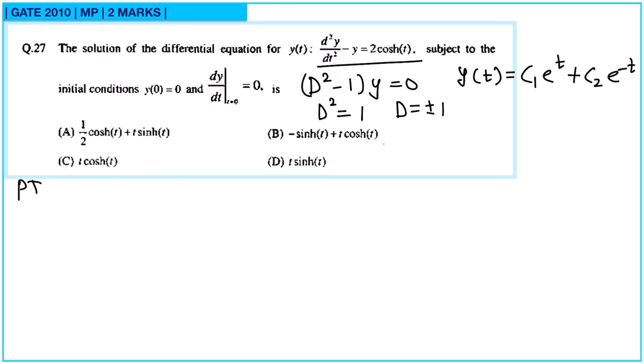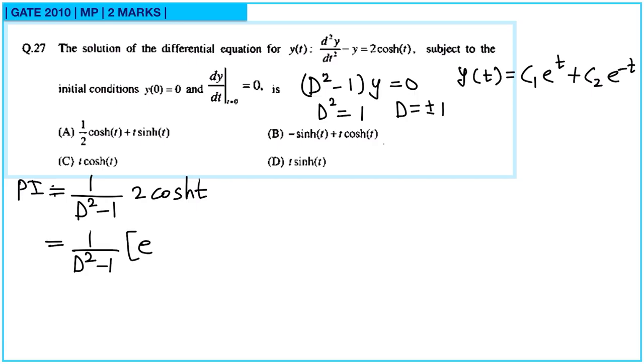Now we have to find the particular integral as well. For the particular integral, our differential equation gives 1 upon d square minus 1 and the function is 2 cos h t. We can write 2 cos h t as e raised to t plus e raised to minus t upon 2. So this will be 1 upon d square minus 1, and we have e raised to t plus e raised to minus t upon 2, and this 2 will cancel out.